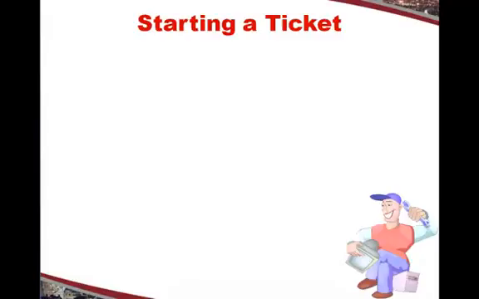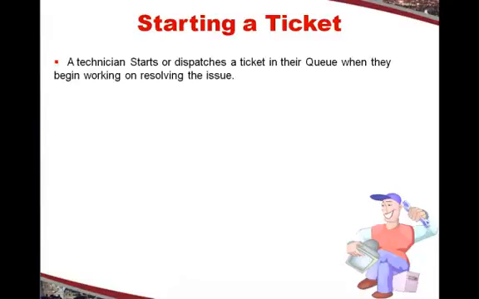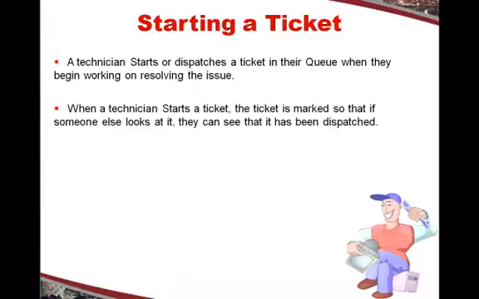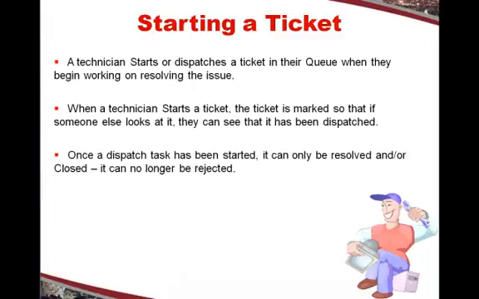Starting a ticket. A technician starts or dispatches a ticket in their queue when they begin working on resolving the issue. When a technician starts a ticket, the ticket is marked so that if someone else looks at it, they can see that it has been dispatched. Once a dispatch task has been started, it can only be resolved or closed. It can no longer be rejected.